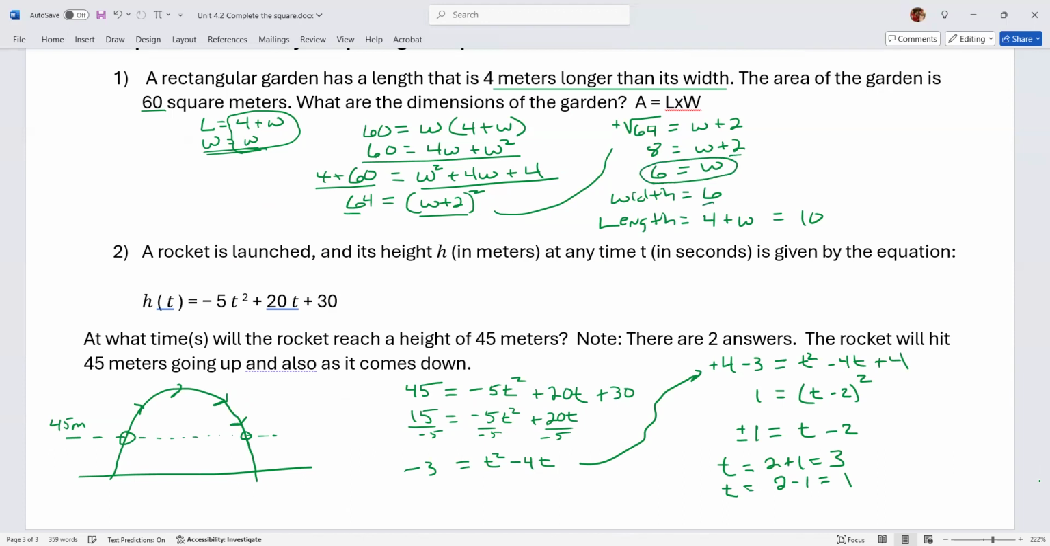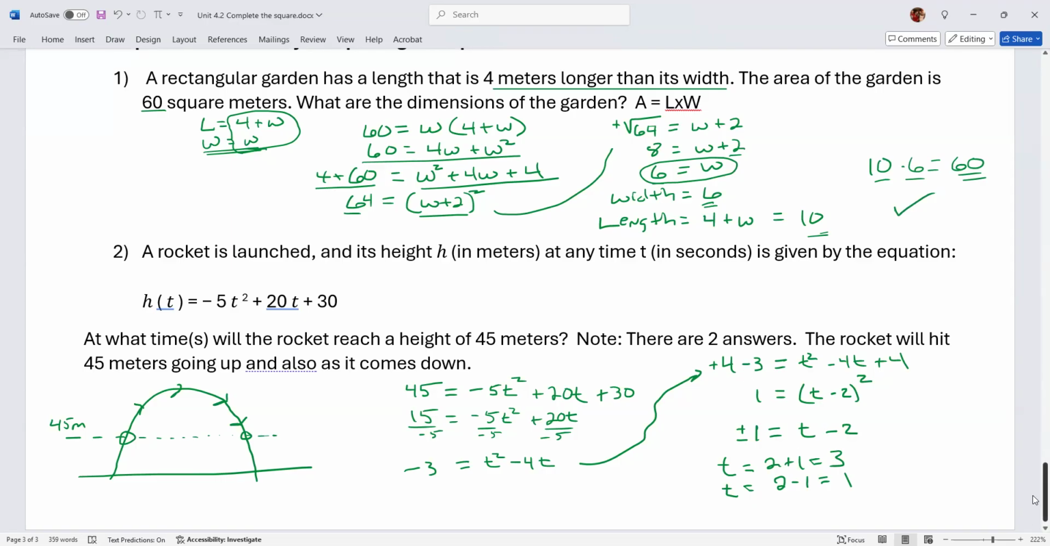Okay, so if the width is 6, the length is 4 more than the width, so 4 plus 6 is equal to 10. Does it make sense? Well, yep, 10 times 6 does equal 60. So there's the area, and the length is 4 more than the width. So it makes sense.